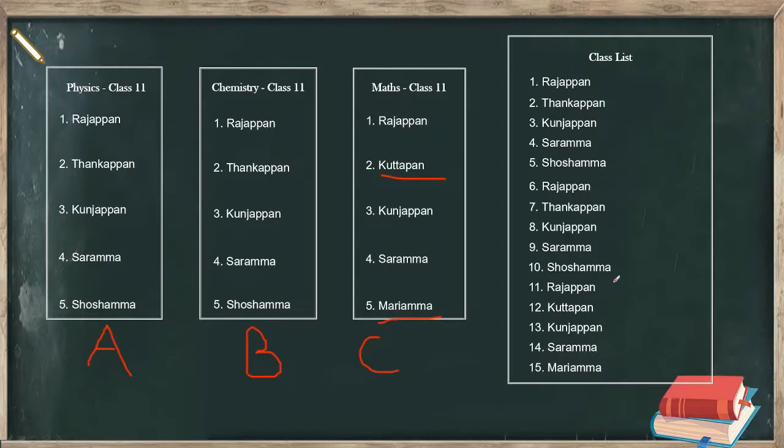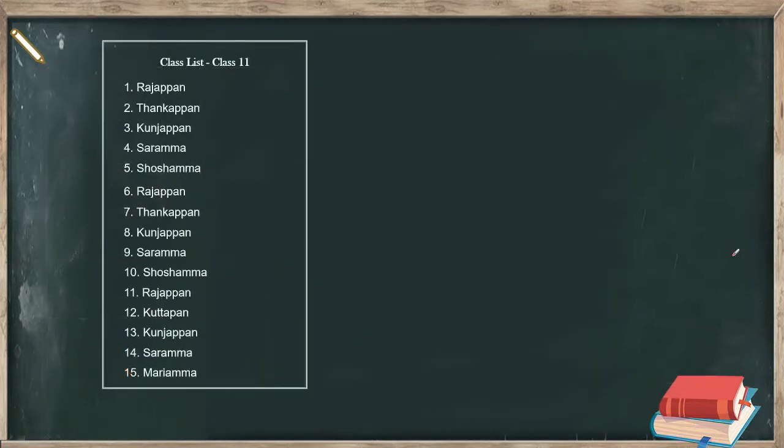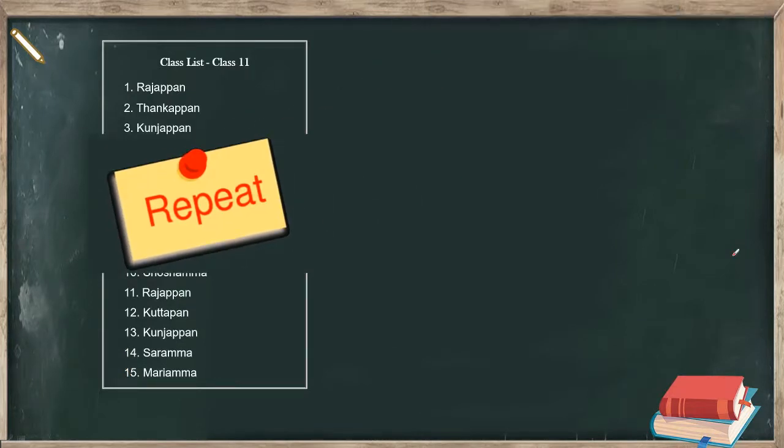But then I realized that there is a big issue. This is a class list. How can I have Rajapan three times? There's only one guy who's called Rajapan. How can I have his name three times? In a class there cannot be three names when there's only one person like that. So there was an issue: many names are repeating, and that cannot be done, right? Then I understood this is not the right way of doing it.